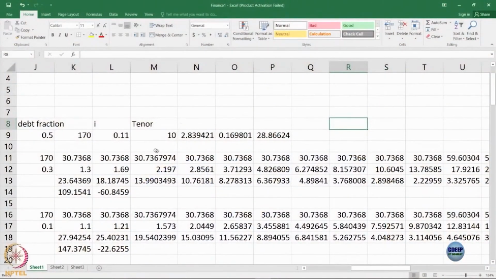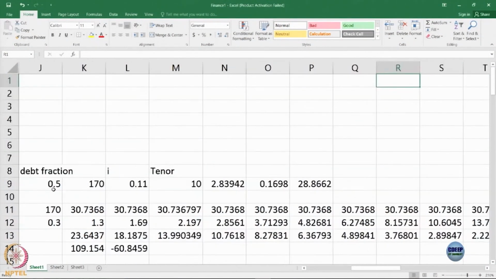So, in order to calculate this, let's just see a simple calculation with Excel. We have already drawn this Excel sheet. We are talking about a debt fraction of 0.5, so 340 into 0.5 giving us 170, with the loan at an interest rate of 11% for 10 years. In the first year, we will have 30.7 crores, which we said was the net input, and this is the cash flow.